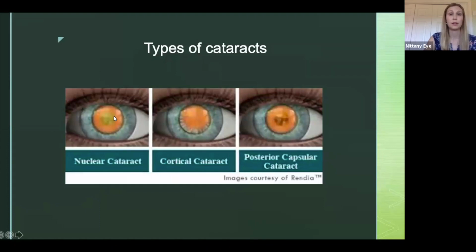This cataract typically forms really slowly. A lot of times I can see this, and it can be up to 10 years until a patient really becomes symptomatic from it. If you go over here, the next type is the cortical.